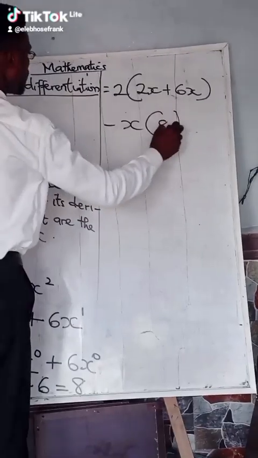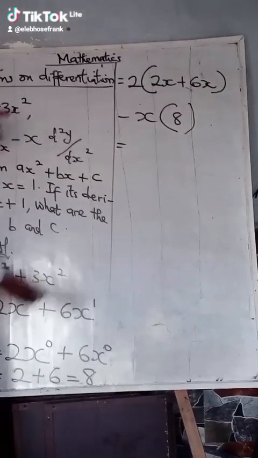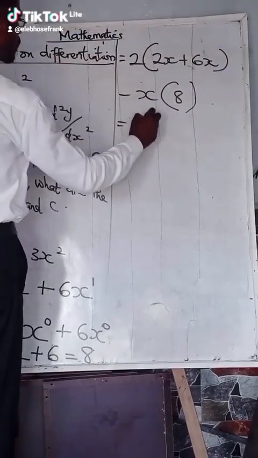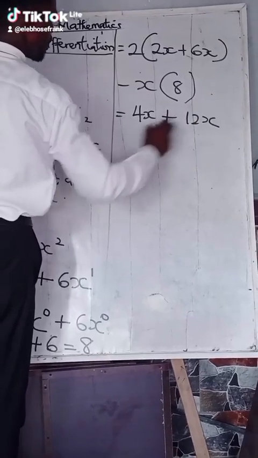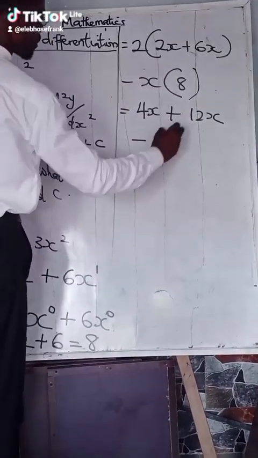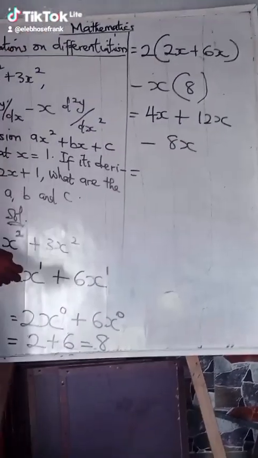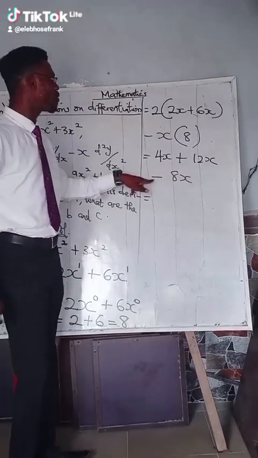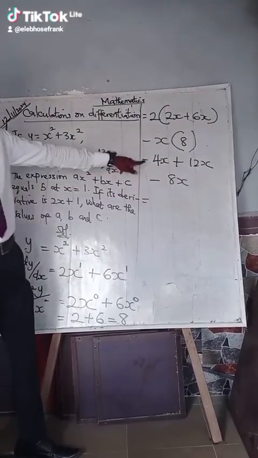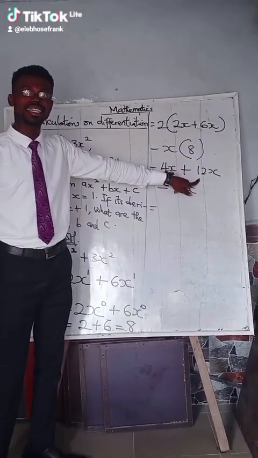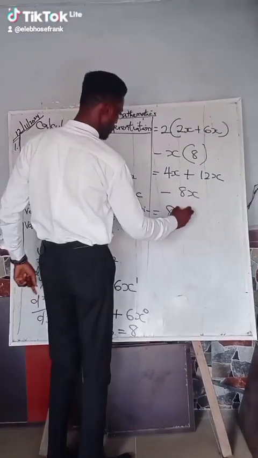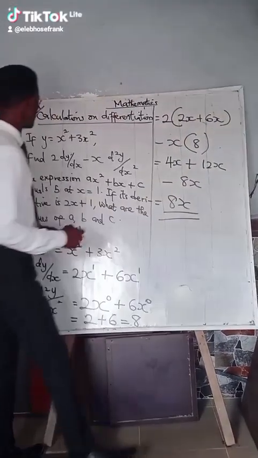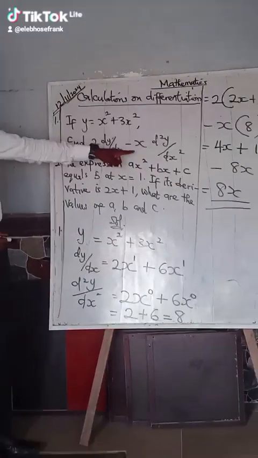Alright, so we're going to expand the bracket. 2 times 2x gives us 4x. Plus 2 times 6x gives us 12x. Minus x times 8 gives 8x. So we have 4x plus 12x minus 8x. 4x plus 12x gives us 16x. 16x minus 8x gives us 8x. So the answer to this question is 8x.